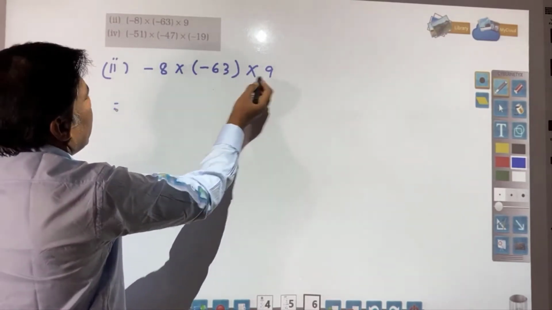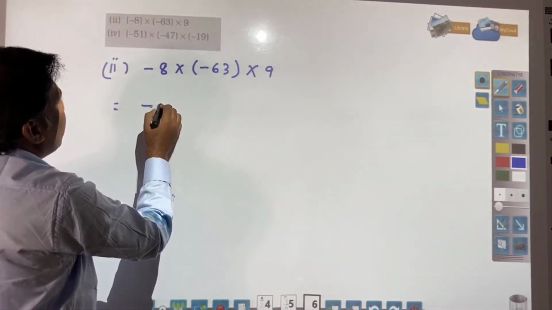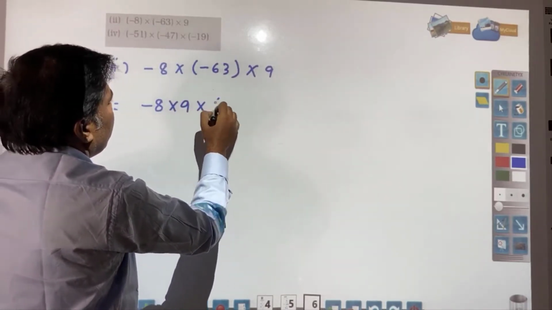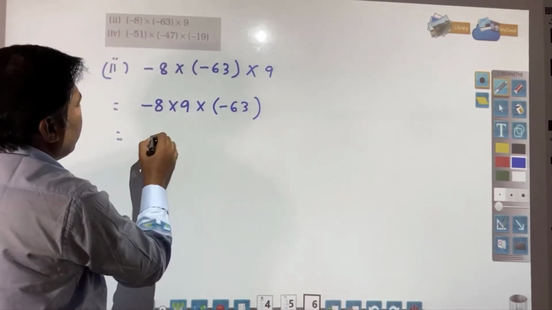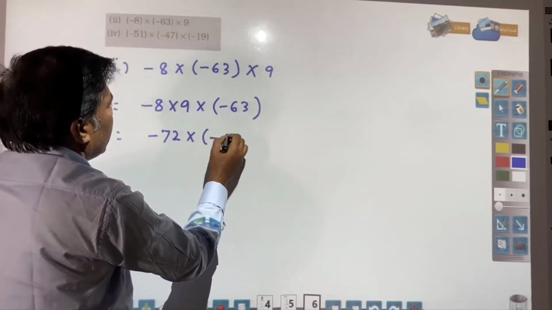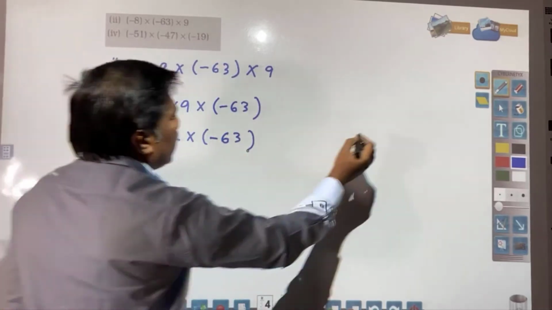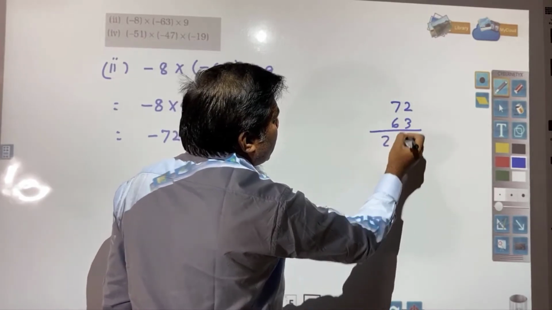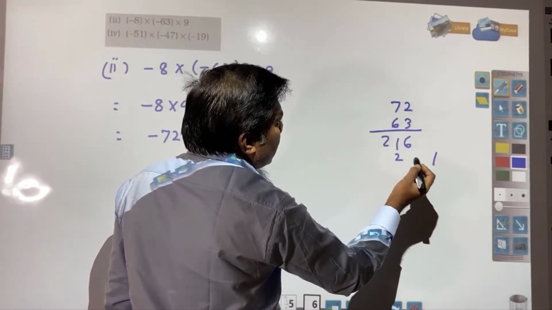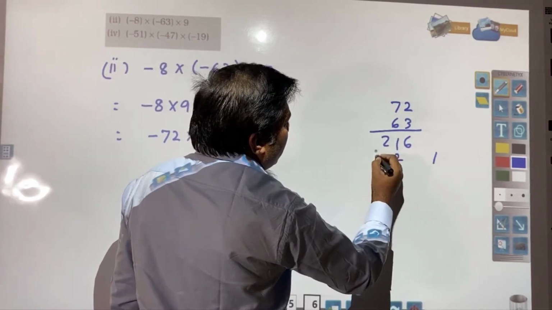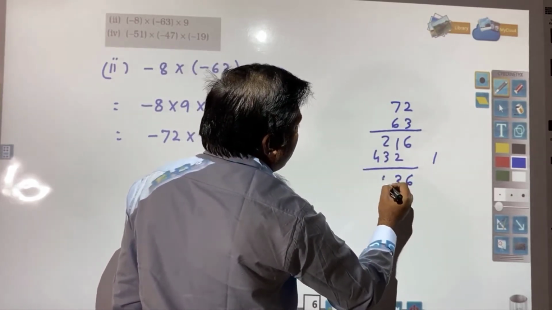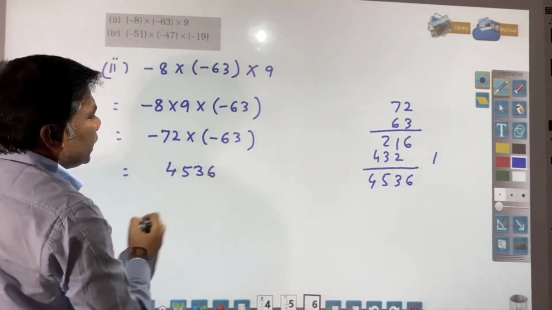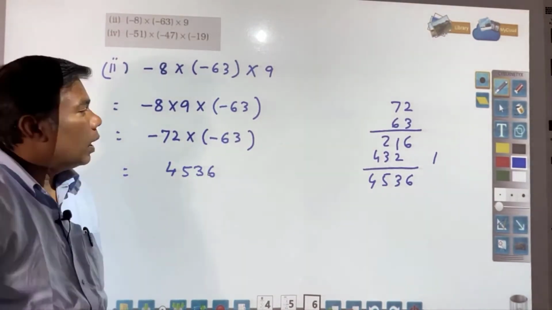Or directly also if you are multiplying, I think you will easily be able to do it. So if you group it in this way, this can be done. Minus 8 into 9 and then minus 63. So this will be minus 72 into minus 63. Now multiply this, 72 and 63. 3 2s are 6, 7 3s are 21, 6 2s are 12, 6 7s are 42 and 1 is 43. So this will be 4536. The sign will be positive, and this will be your answer.